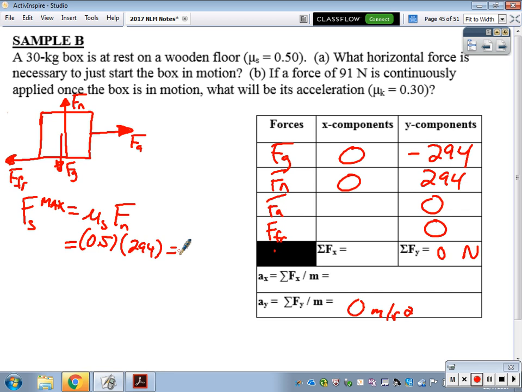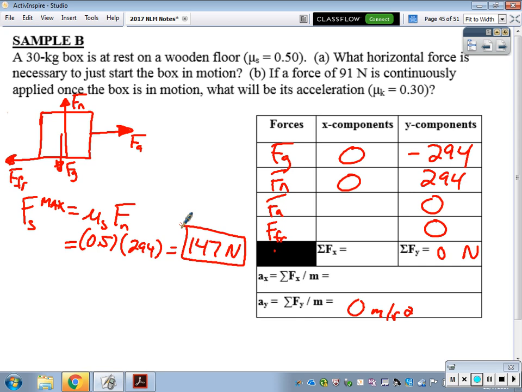We get 147 newtons. Now, all while this is our answer, okay? I'm okay with you just saying Fs max equals 147 newtons, but truth be told, the way that the question is asked, what horizontal force is necessary to just start the box in motion? Technically, it needs to just be a force greater than our 147 newtons.